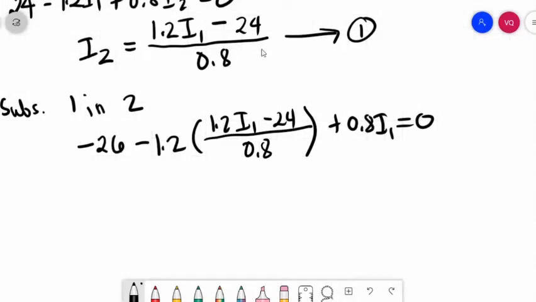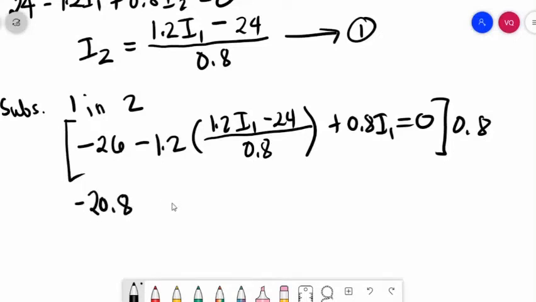So, multiplying both sides of the equation by 0.8, negative 26 times 0.8 is equal to negative 20.8. Then, 0.8 cancel. We have minus 1.2 times 1.2, so negative 1.44 I1.